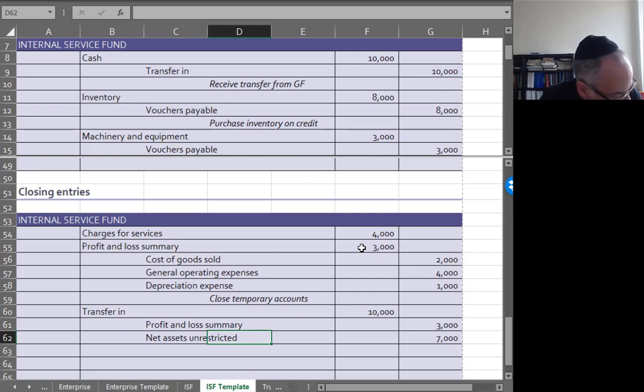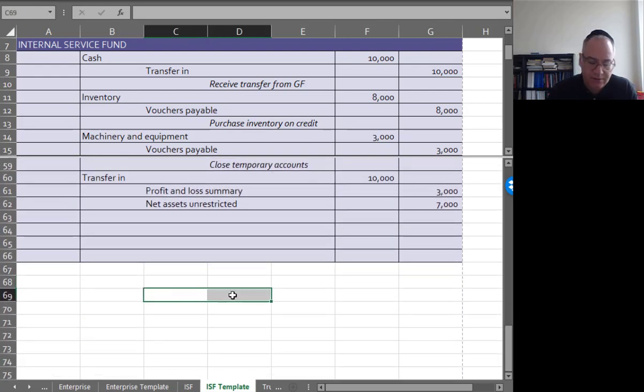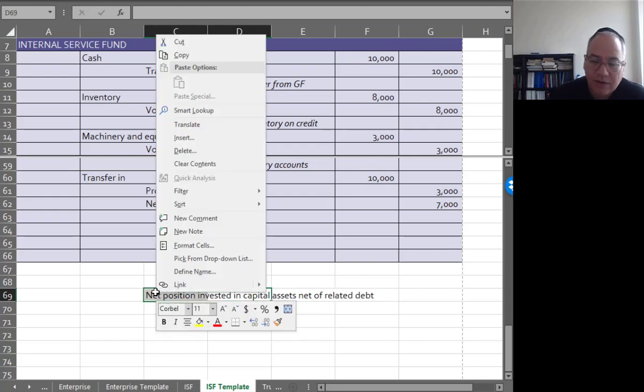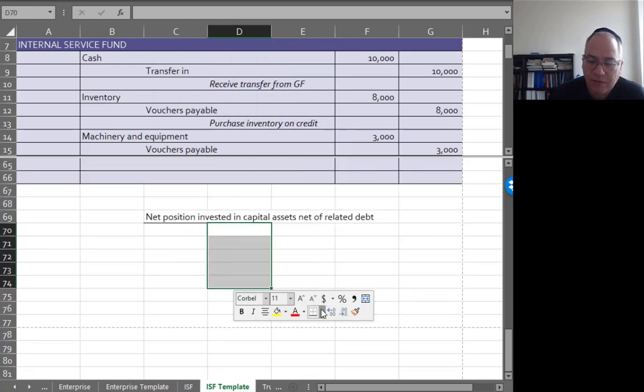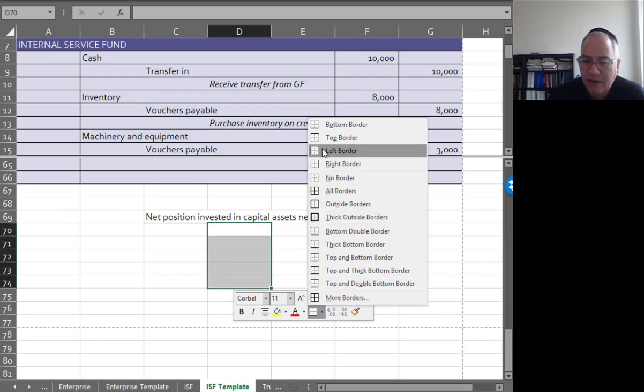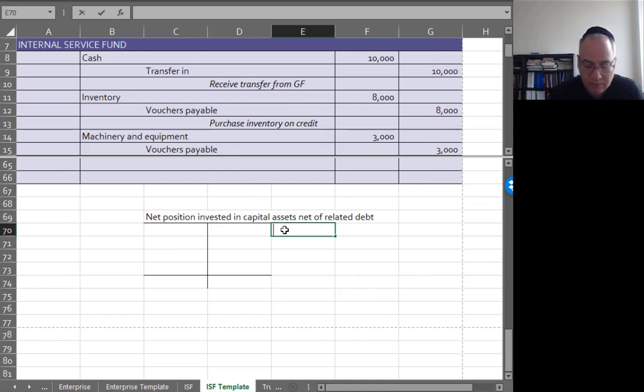And then I've got to look at my net position invested. So previously, I didn't have anything in my net position invested, because this is a brand new account. This is a brand new fund, I mean. So I haven't needed to use this account before. So what I need to do is figure out what is my net position invested. My opening balance is going to be 0, because this is a brand new fund.